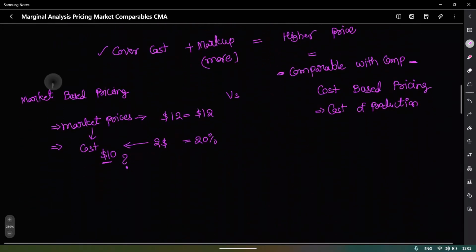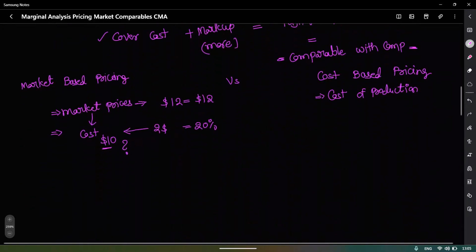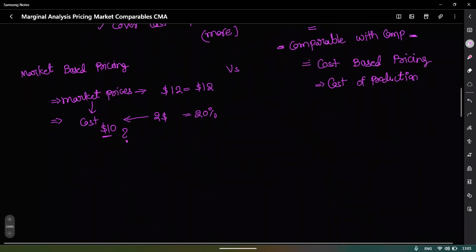The second one is cost-based. In the cost-based approach, I am determining my selling price based on the cost. We know the cost of production, and we are just adding our desired profit or target profit. It adds a desired profit margin to arrive at the final selling price of the product.